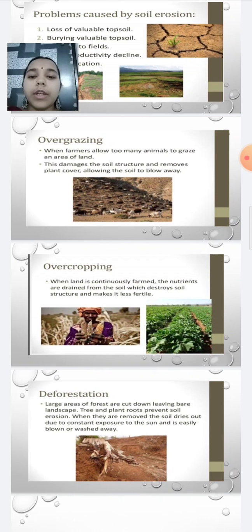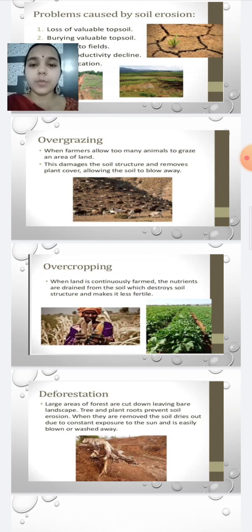What do you mean by overgrazing? When farmers allow too many animals to graze an area of land, that is what overgrazing means. In a small plot of land, or even if the plot of land is bigger, if the number of animals is more, then definitely grazing will be more and hence it will lead to overgrazing. This damages the soil structure and removes plant cover, allowing the soil to blow away and hence leading to soil erosion.